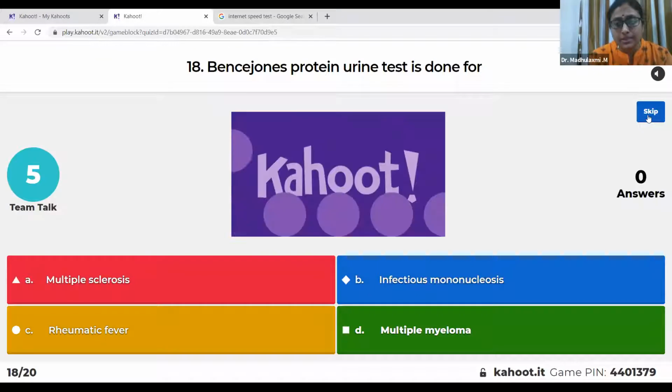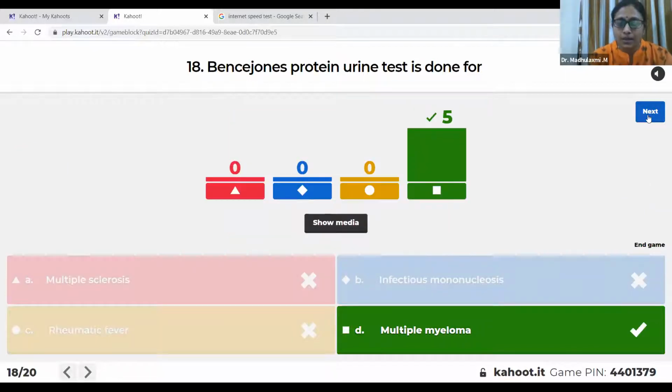Bence Jones protein urine test is done for. Again, a straightforward question. Is it multiple sclerosis, infectious mononucleosis, rheumatic fever, or multiple myeloma? All have got it right.